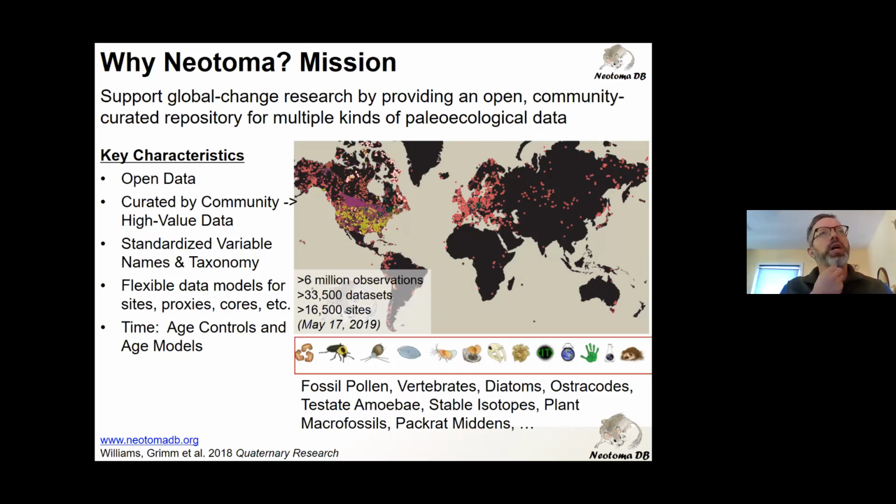Those numbers there are actually a little out of date. I must not have updated that particular part of the slide, but we have now over 7 million observations worldwide, I think over 37,000 data sets and 17,000 sites now. So again, one of those challenges in the big data era is how do you manage all this data? And this is large from the perspective of being an individual scientist trying to compile data together and really making it possible to bring all this data and knowledge to bear.